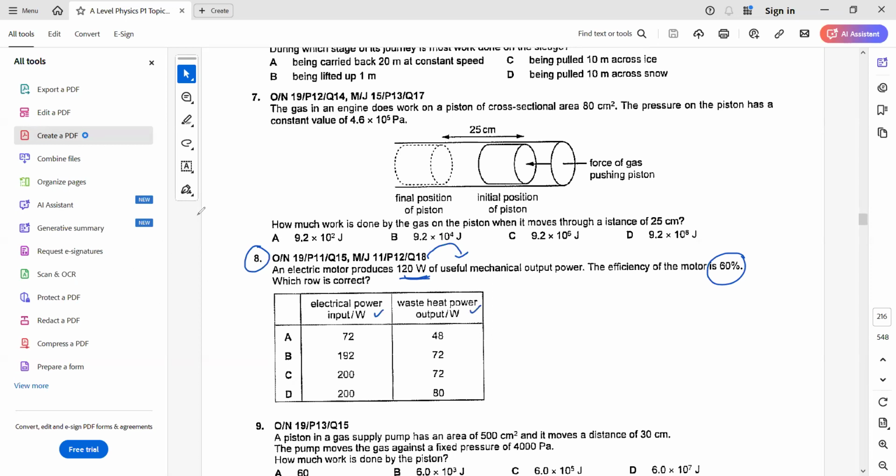Mohammed Saad, work done was force times displacement, right? Force is just replaced by pressure multiplied by area, since we know pressure is force acting per unit area. So times D. Do you get it now?